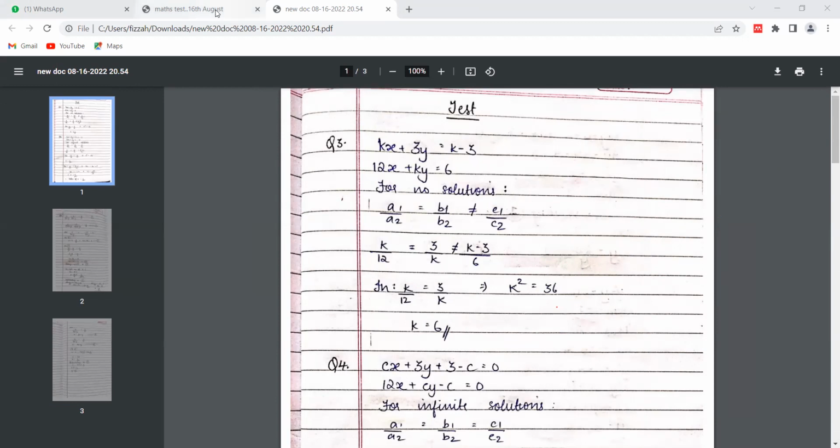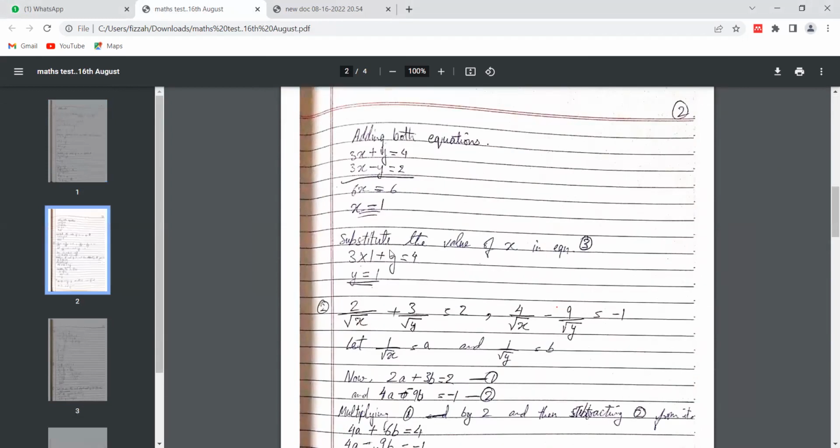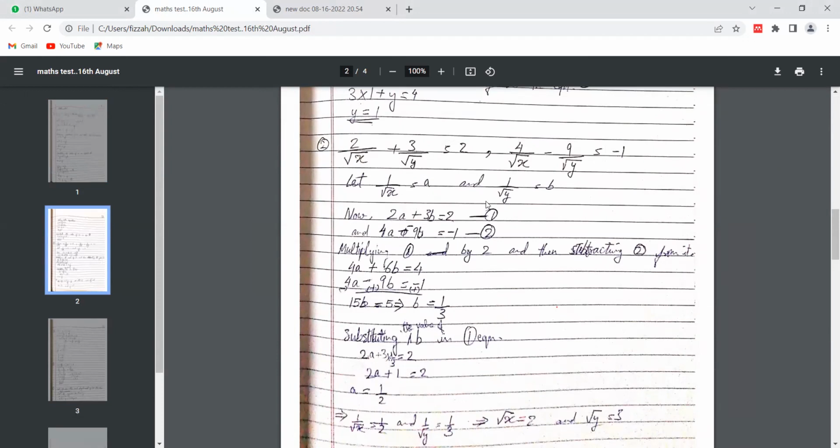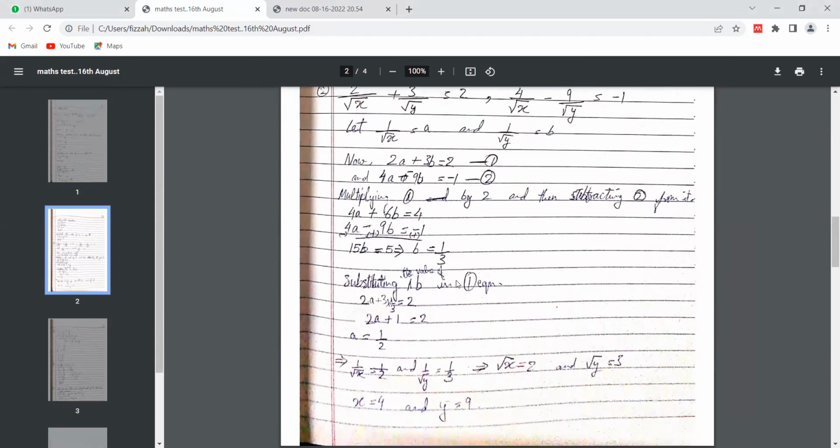Okay. Ma'am, the other two questions, yeah. Actually, Hamna has already solved them. Same way, she has chosen 1 upon square root of x to be a and 1 upon square root of y to be b. After solving the equations, you will get the values of a and b. Clear? Okay, ma'am. And then again, you will write. So see here, she is getting a is equal to half. So that means 1 upon square root of x is half. So 2 is equal to square root of x. Square both sides. So 4 is equal to x. So x is equal to 4, right?